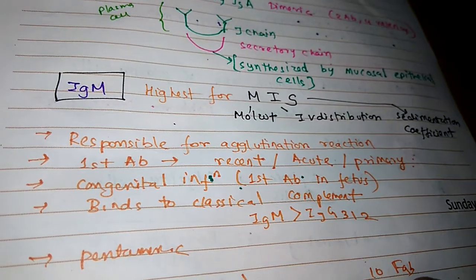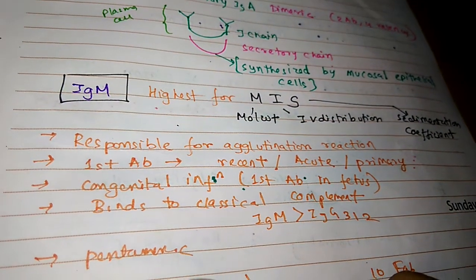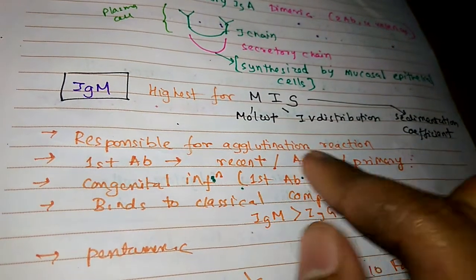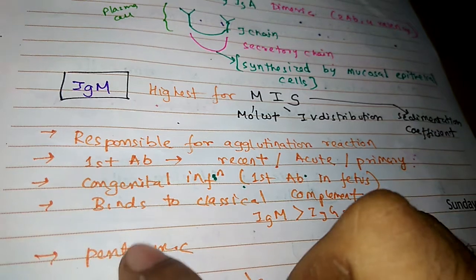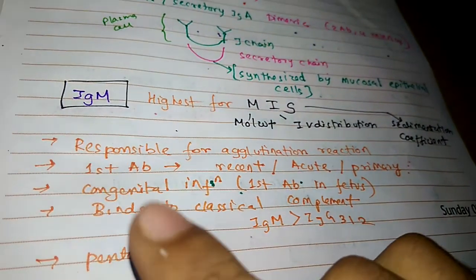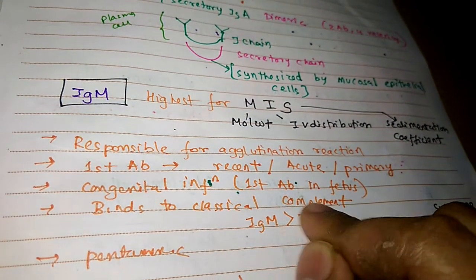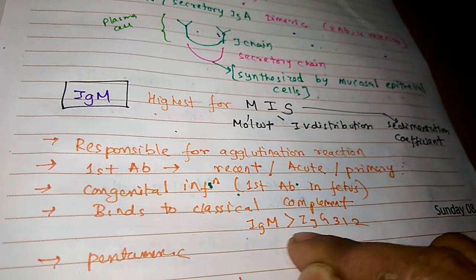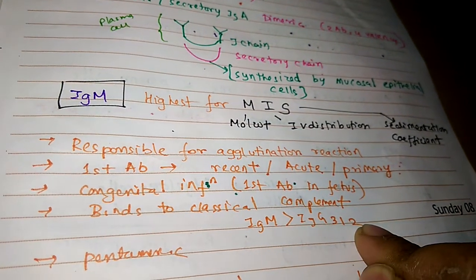IgG was responsible for what? P and C, right? Coagulation, precipitation, neutralization reaction, but this is responsible for agglutination reaction. Of course, it is also responsible for this. It also binds with the complement, classical complement, just like IgG, and it has more affinity. IgM is greater than IgG.